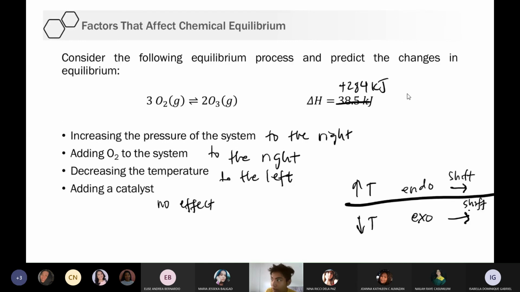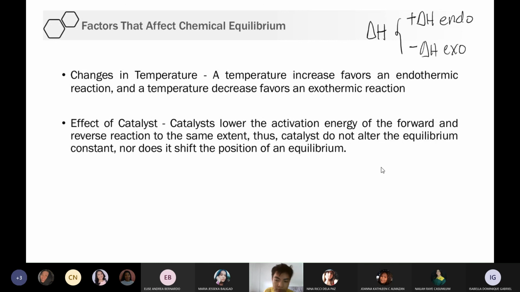Pag binabaan mo yung temperature niyan, tas endo yan, shift to the left. Pag tinaasan mo yung temperature niyan, exo yan, shift to the left. And then also, catalyst, no effect. Walang effect yan. It only changes the rate of reaction but the equilibrium is unaffected.